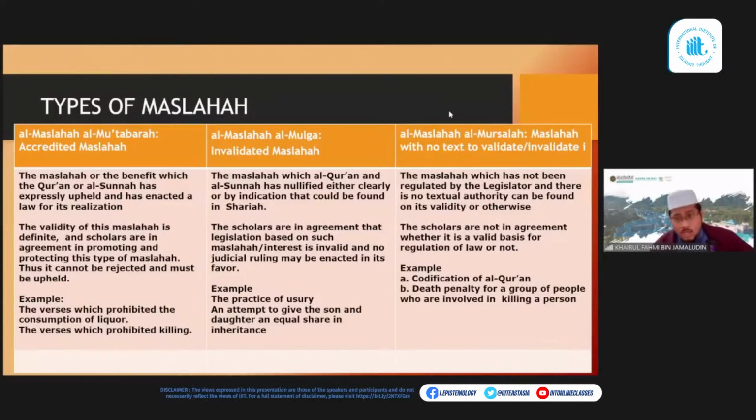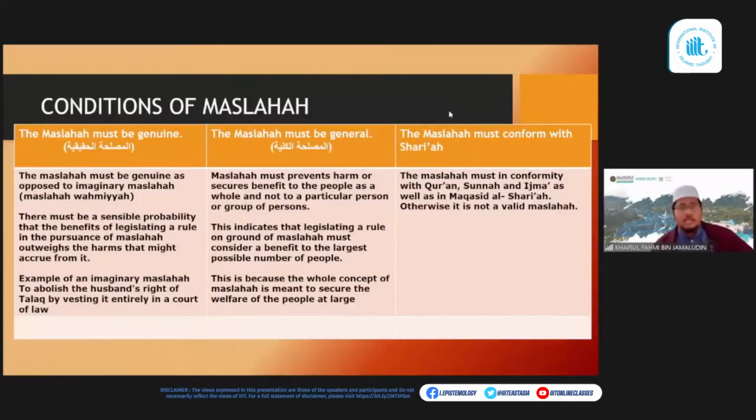Example here: purification of Quran, definitely for a group of people who were involved in killing of one person. So these are the conditions. It must be genuine, it must be general, and it must conform with Sharia. If it doesn't meet one of these requirements, then it cannot be a good maslahah.